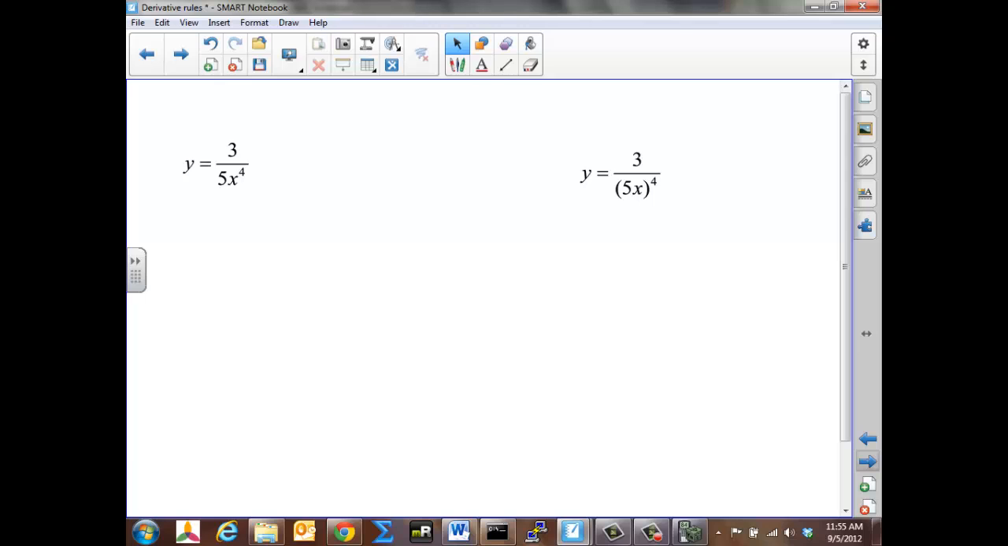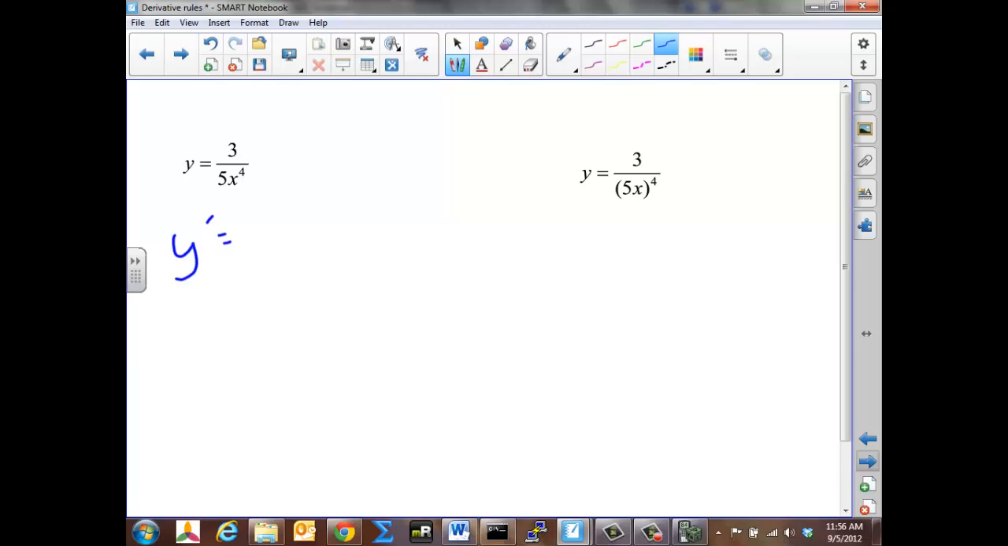Look at these two problems. Are they the same problem? No. What's different? In the one, x instead of 4 for the exponent. And the 5x. Right. They're very similar to one another, so to find these derivatives, you're going to do a very similar process. Let's find the derivative of this one over here first: 3 over 5x to the 4.